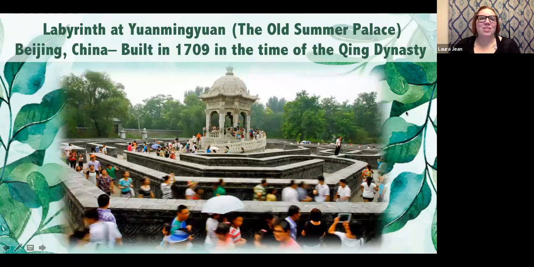Oh, here's an example. This is not a Christian labyrinth, but it is a labyrinth. I'm not going to try to say this, but it's the old Summer Palace in Beijing, China. It was built in 1709 in the time of the Qing dynasty. I thought it was pretty cool because this one had walls built up. But something that makes this a little different from a maze, which often has walls, is that it's shorter. So people can still see the center and they can still see the exit. And so again, there's no aim to try to trip people up or make them get lost in there with the labyrinth. But I thought that was pretty cool. I hadn't really seen one like that with walls.